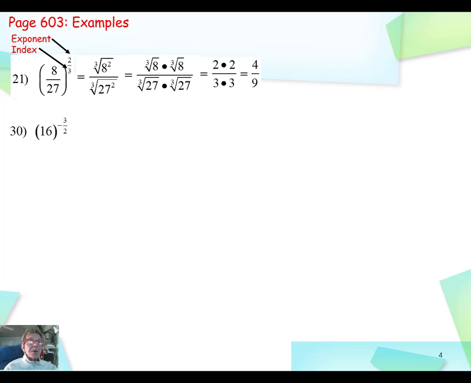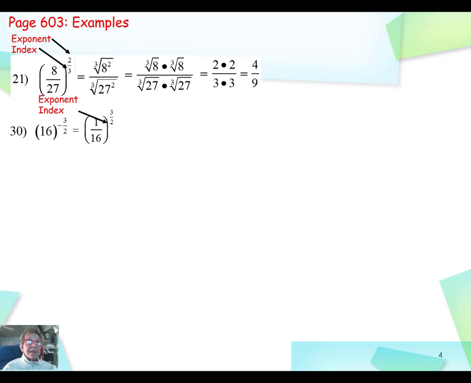My next example is 30, and that's 16 raised to the negative 3/2. The thing with this is that it's a negative exponent. The negative exponent, remember from your rules of exponents, says that if you have a negative exponent, you take the reciprocal of the base, which would be 1/16 and 1/16, and then your exponent becomes positive.